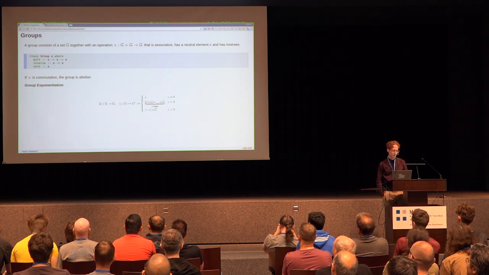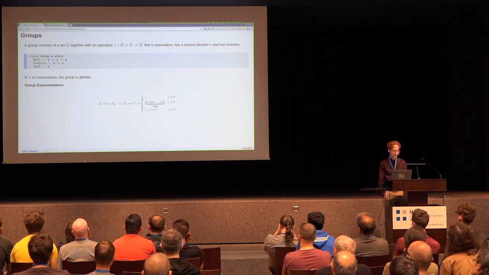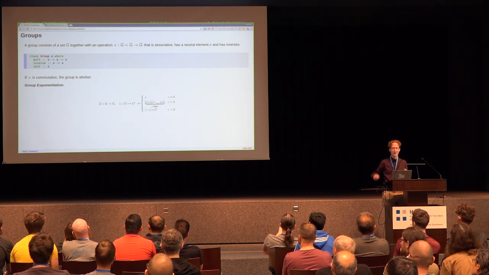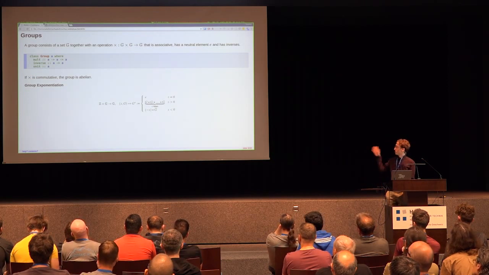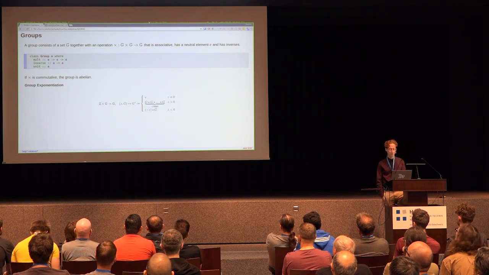the unit. On top of that, there's a really important operation called group exponentiation, which basically takes an integer and a group element and then repeatedly applies the operation to the group element, producing n-fold iterations on top of the multiplication operation. And if the operation is commutative, the group is called abelian.